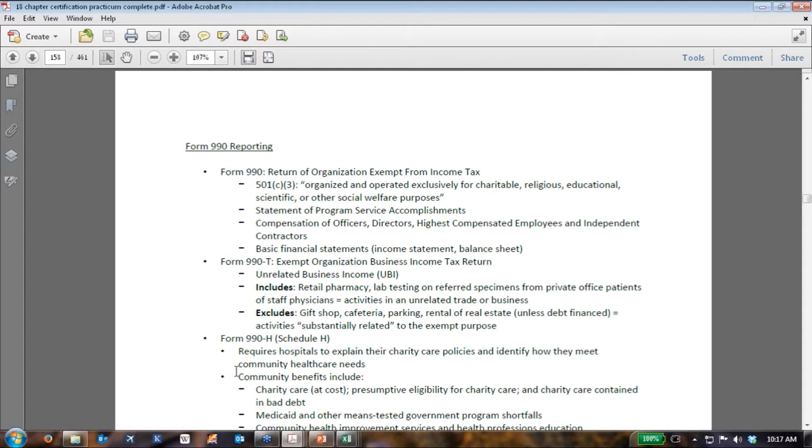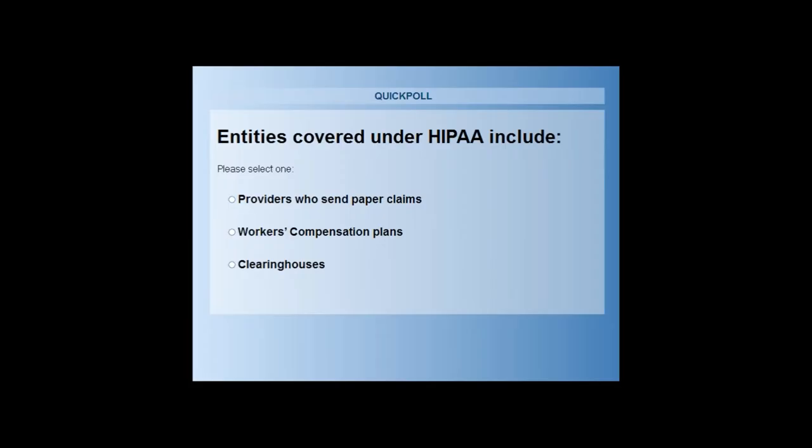Okay, polling question number 5. I think that's the next polling question. Yep. So, entities covered under HIPAA include which of the following? So remember, folks, if you need CPE, you need to answer your polling questions. Even if you don't know the right answer, just give us an answer. Leave it open for about another 20 seconds.